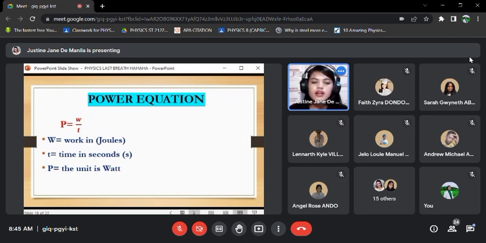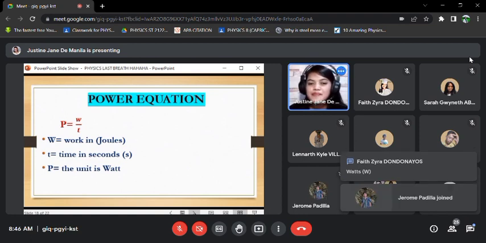So, what is the unit of power, class? The unit of work and power are different, okay? So, very good, Faith. Watt, or watts.